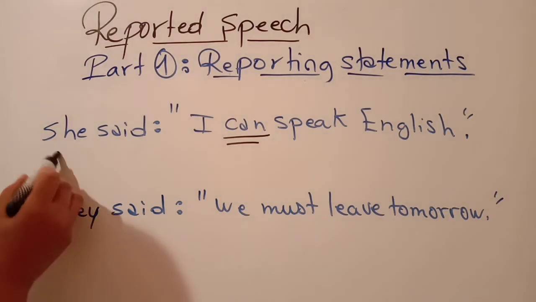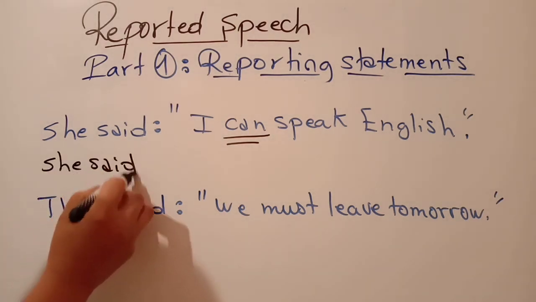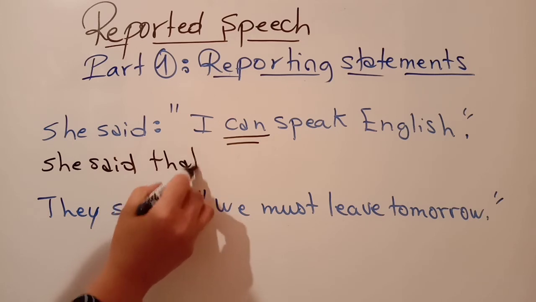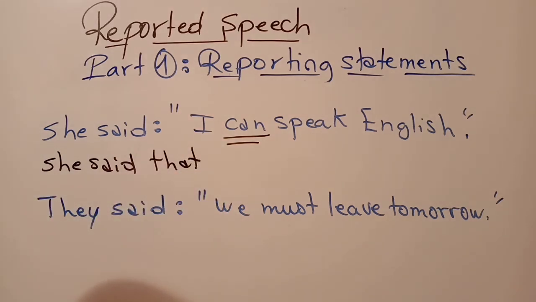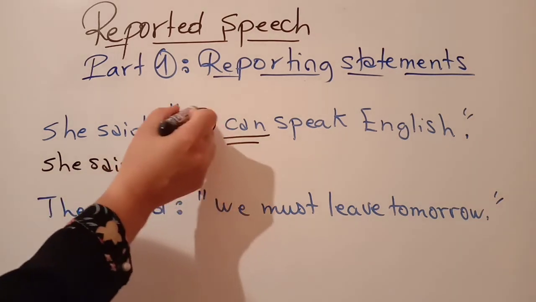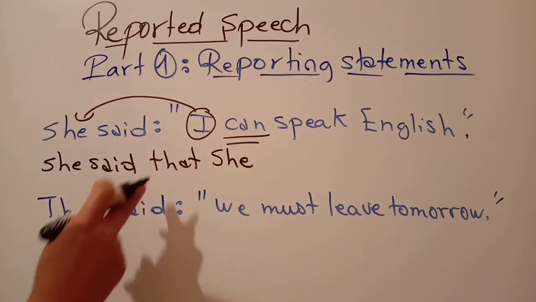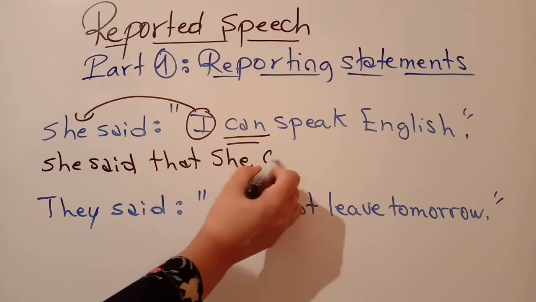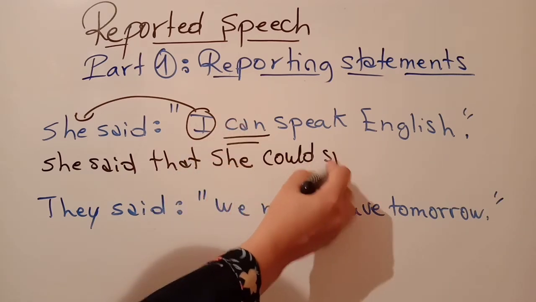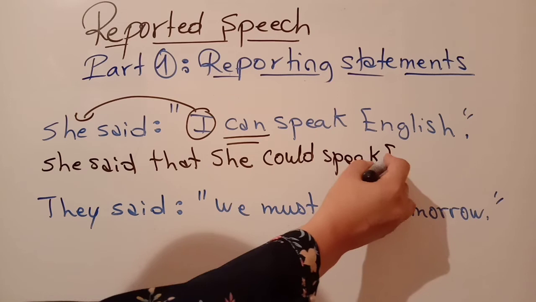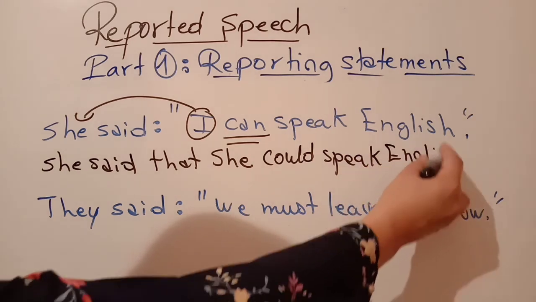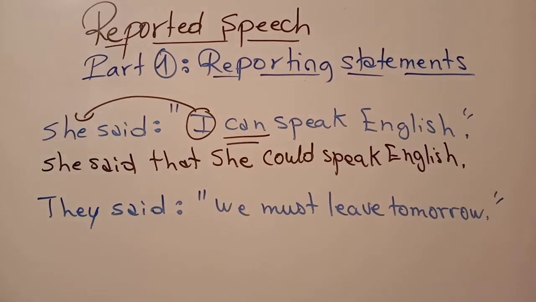So let's start with the first part. She said. It's a positive sentence, so we use that. I refers to she, so it becomes she. That she can becomes could speak, and then English. Okay, she said that she could speak English. Easy.